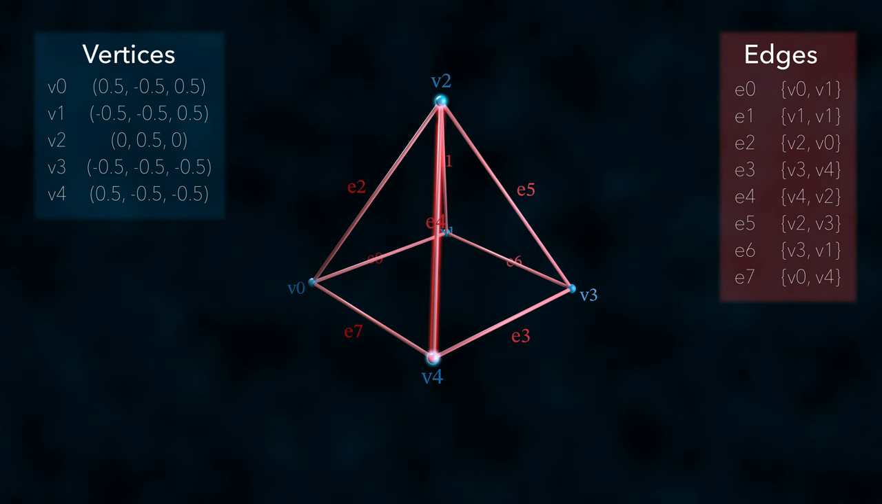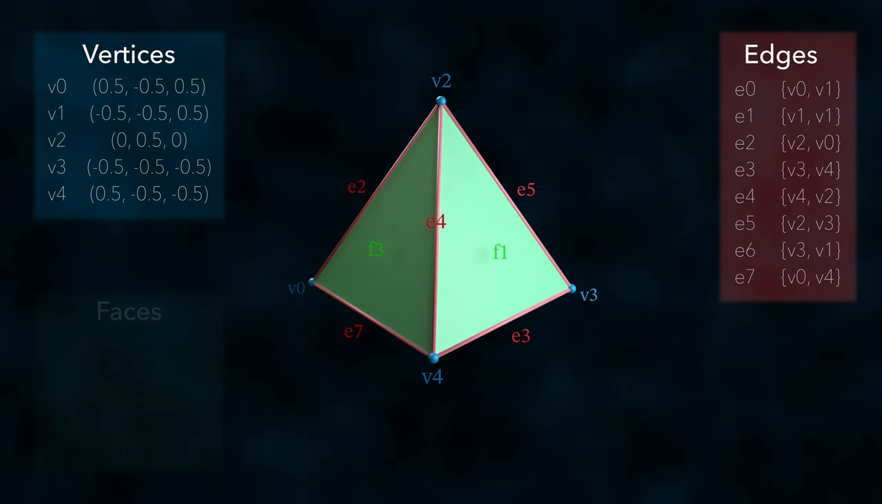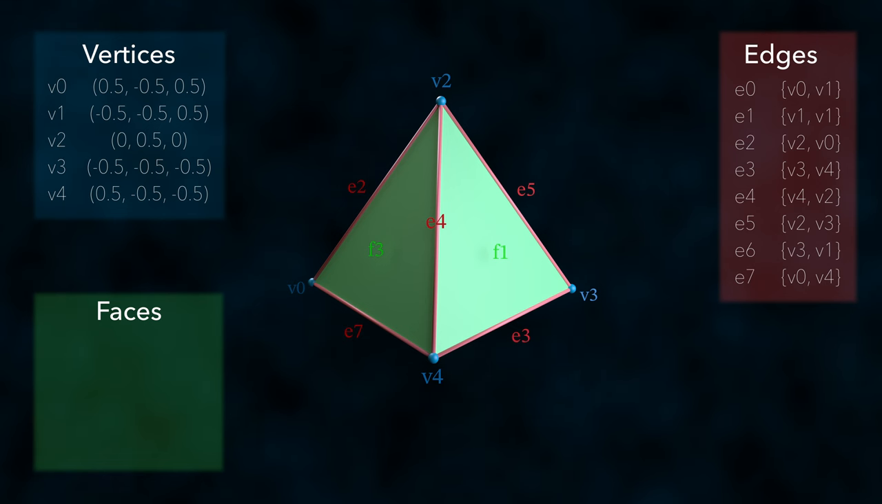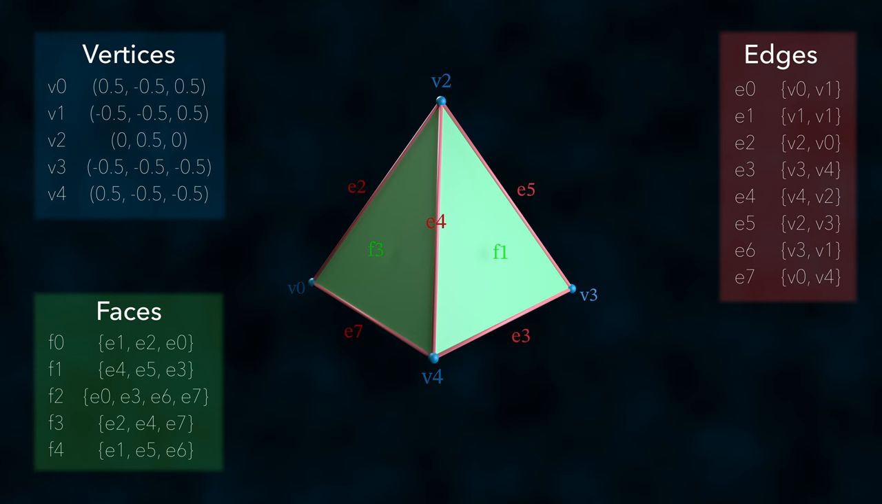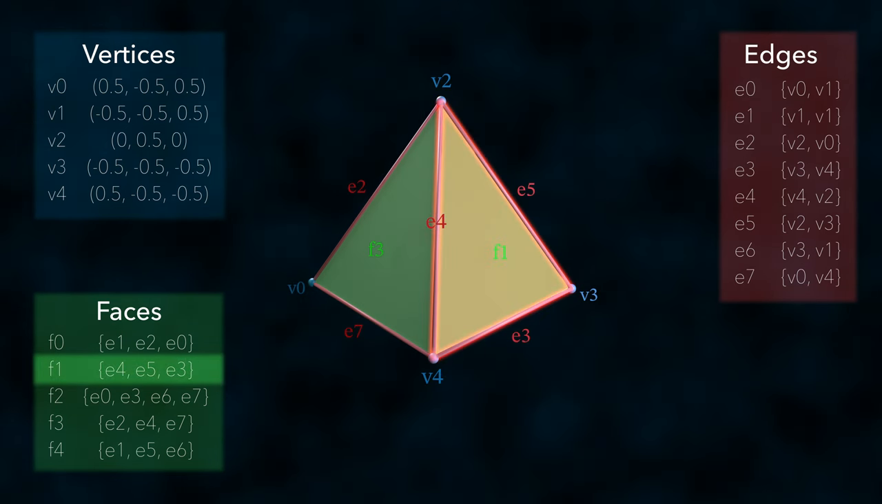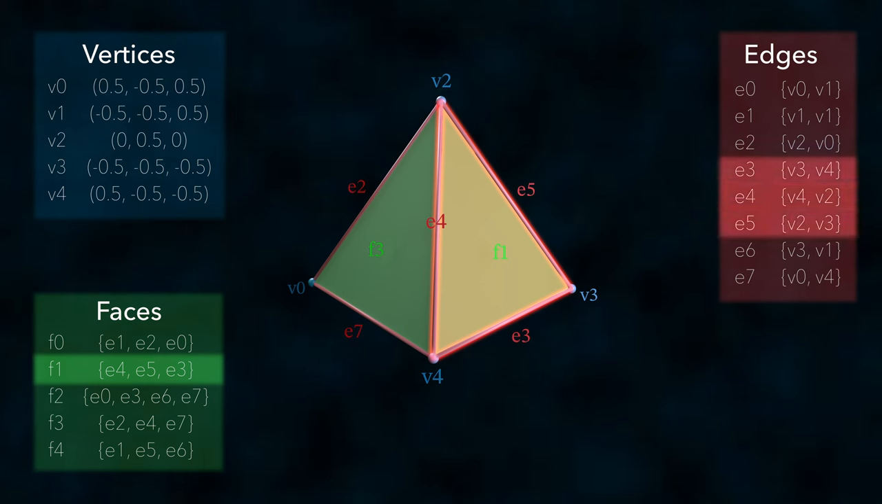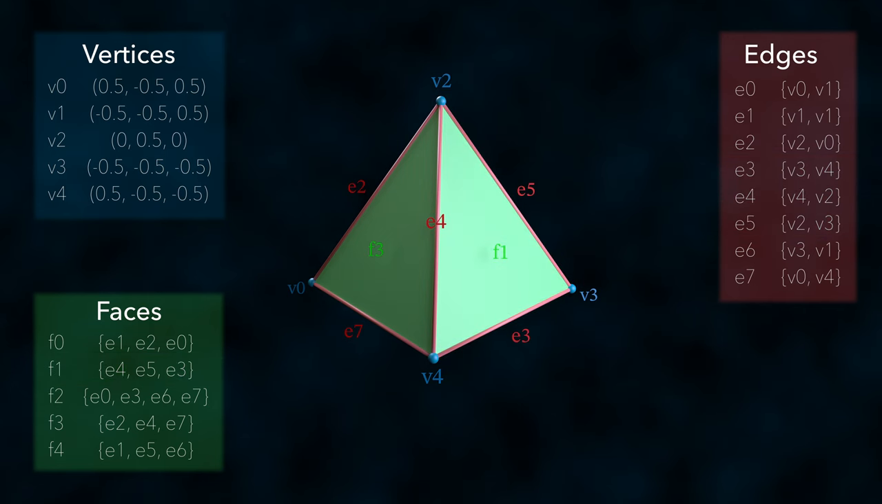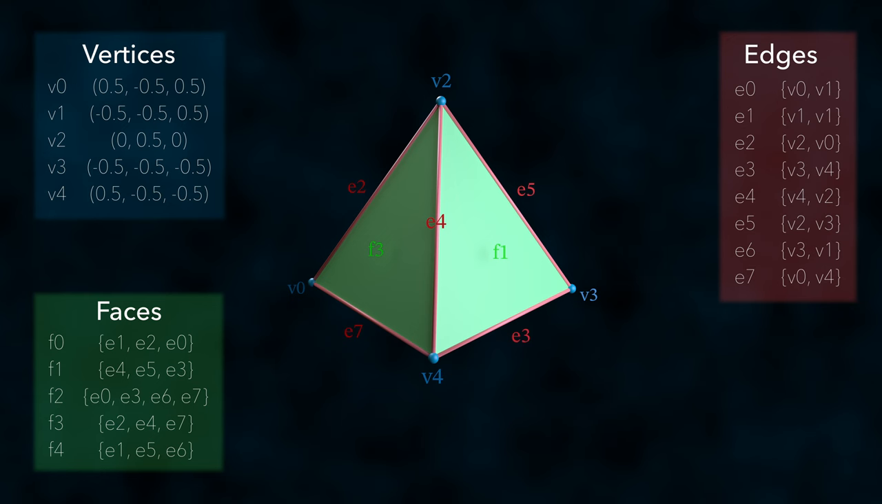Last but not least, we'll create a table for faces, which in the first column will store the name of a face, and in the second, list all edges that make up its outline. For instance, this row tells us that the face F1 is formed by an outline made up from edges E4, E5 and E3. And that's it. With those three simple tables, we have entirely described our model.